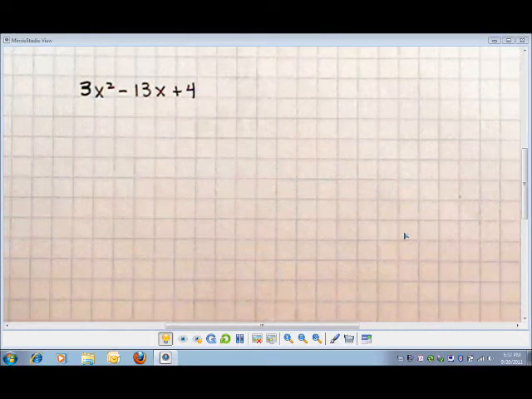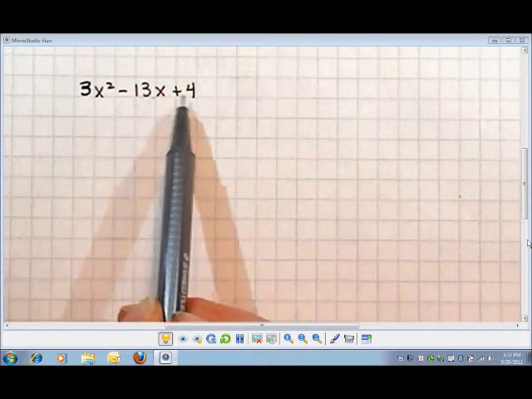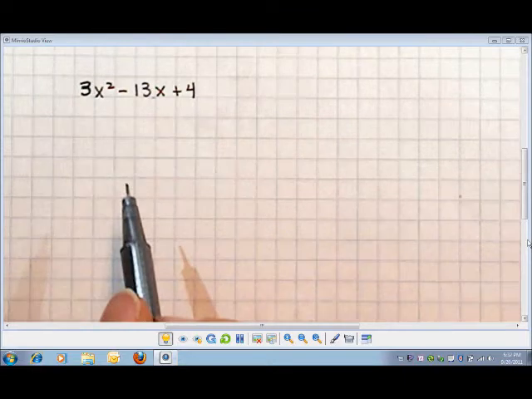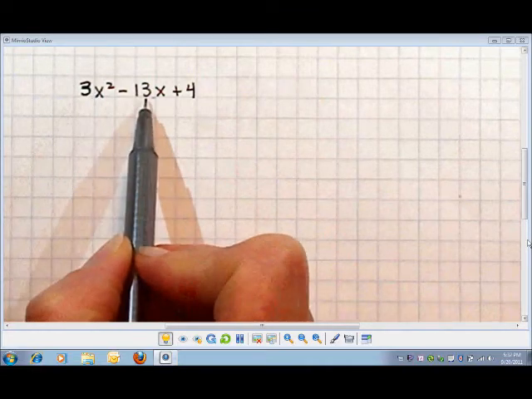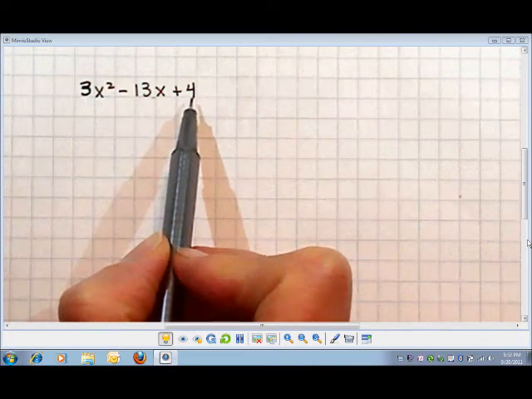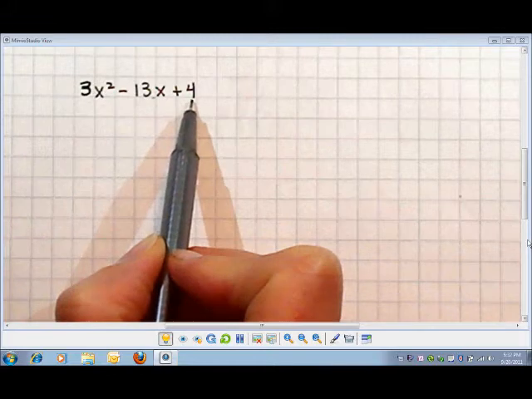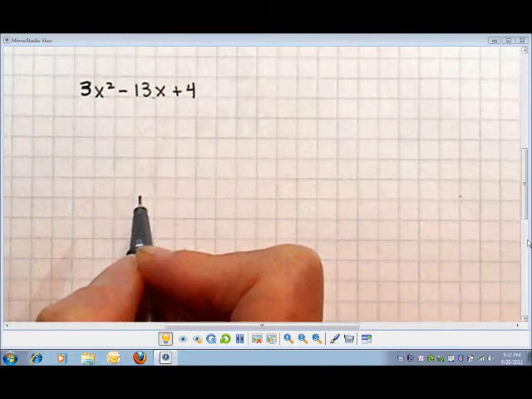Factor another quadratic. This is a quadratic because it has 3 terms and the highest degree is 2. So the first thing we want to check is to see if there is a common factor. There is not. I cannot factor a 3 out of 13 or a 3 out of 4, and 4 doesn't have an x, so there's no common factors.